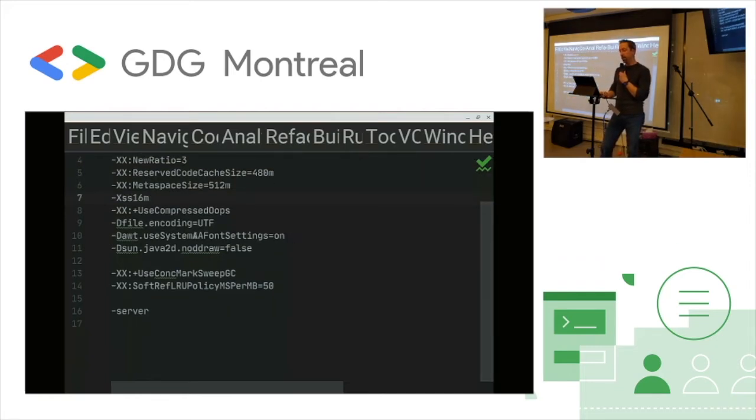One interesting one is use system font. It's an anti-alias font setting. Basically, it's going to use the font rendering engine of the OS instead of the one from Java, and it's a lot faster. There's a way to enable OpenGL. For me, unfortunately, it doesn't work. On my Mac, it used to work really, really well.